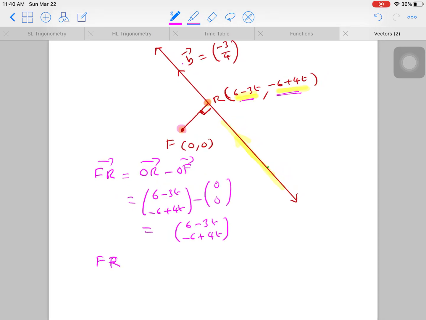That will give you the time when it is going to be the nearest. FR dot b is equal to 0. So you write here FR, (6 minus 3t, minus 6 plus 4t), dot b, which is (minus 3, 4). So this is equal to 0. You solve this, get the value of t, and go back to the question, read, and accordingly finish your question. Okay. Basically, that's the approach.